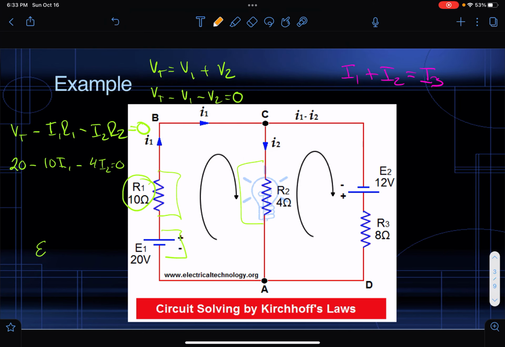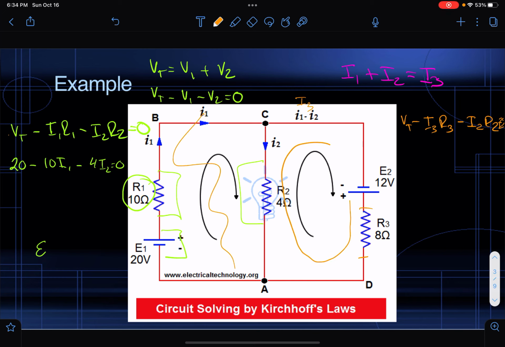So let me pick a different color. And so what I'm going to do here is skip kind of right to this line, that I know that my V total in this case is going to be, now this we said was I3. So it's going to be minus I3 R3 minus I2 R2 is equal to, I'm running out of space, but that's equal to 0. Okay, because if we're ignoring this side, then we're looking at this loop that's going around here.